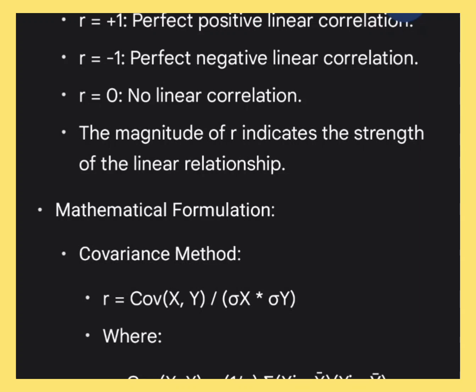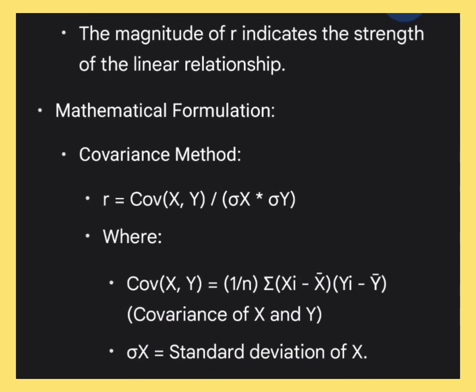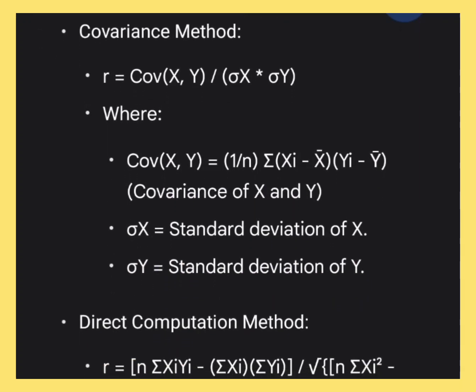Mathematical formulation. Covariance method. r equals cov(x, y) divided by sigma x times sigma y, where cov(x, y) equals 1 by n times the sum of (x minus x bar)(y minus y bar), the covariance of x and y. Sigma x equals the standard deviation of x. Sigma y equals the standard deviation of y.